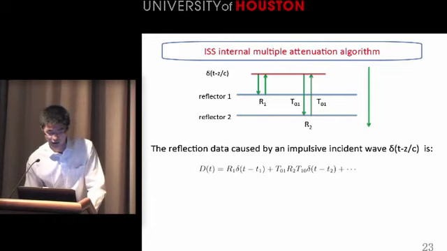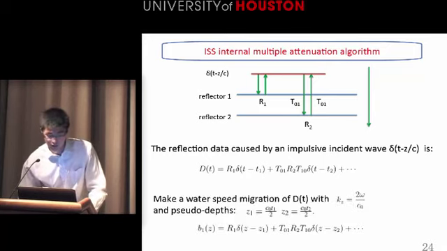Here is the data: the first primary, the second primary, and the internal multiples. We make a water speed migration of this data. This data is only one trace because it's 1D normal incidence. With pseudo-depths Z1 and Z2, we can get B1 of Z, which is closely related to the original data. Now B1 is ready for the internal multiple attenuation algorithm.